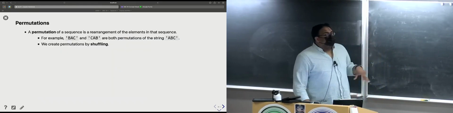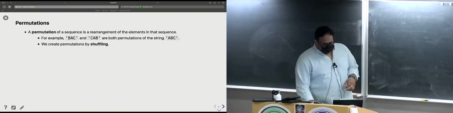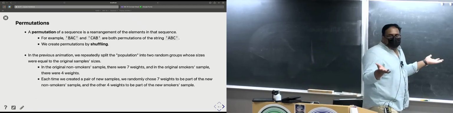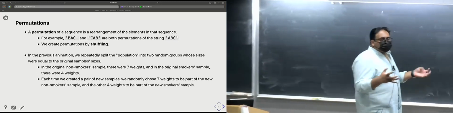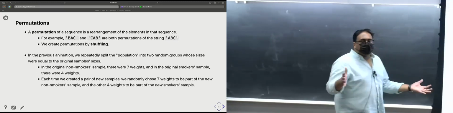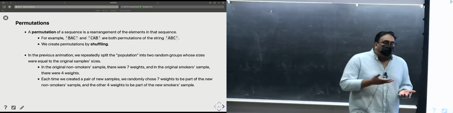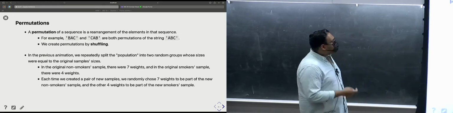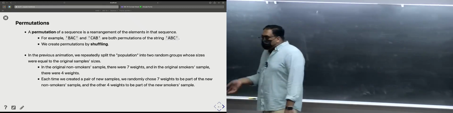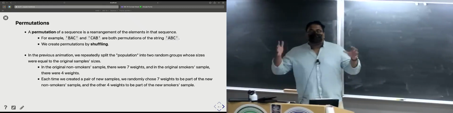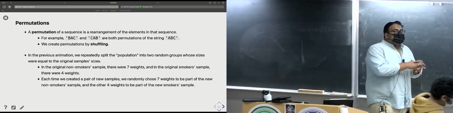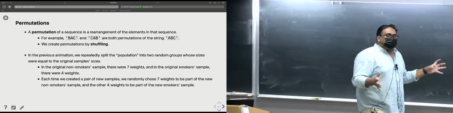So let's think about mechanically how we would do this in code. A permutation is just a mathematical term. It's just what you get when you shuffle a sequence of values. When you take a deck of cards and shuffle it, what you get back is a permutation of those cards. And what we were doing in the previous slide, by shuffling that pseudo-population, was essentially taking a permutation of the population.